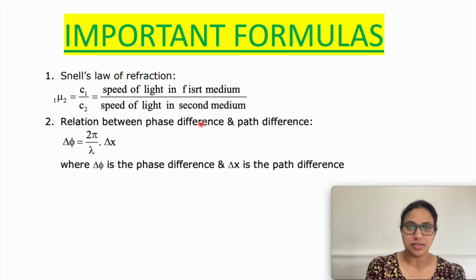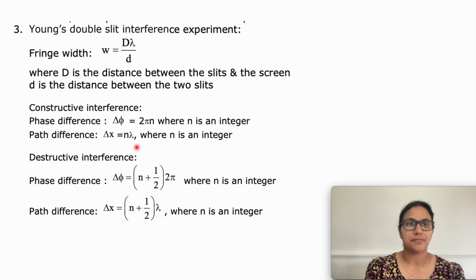Relation between phase difference and path difference: delta phi is equal to 2 pi by lambda into delta x, where delta phi is the phase difference and delta x is the path difference. From Young's double slit experiment, we have the fringe width, also represented by beta or W, which is equal to D lambda by d, where D is the distance between the slits and the screen and small d is the distance between the two slits.